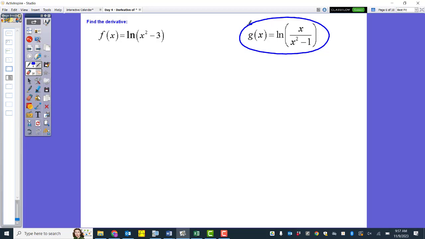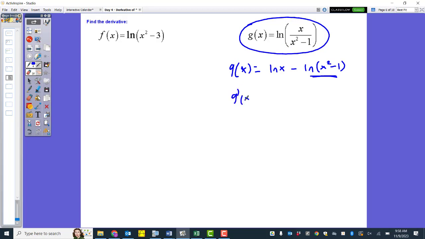because this one is one a lot of people are going to look at and see, oh, it's really complicated, but this is where our log rules can come into play. We can separate this into natural log of x minus natural log x squared minus 1. Now we still have to do chain rule on this side, but unlike what we were originally looking at, we don't have to do chain rule and quotient rule. We can just do our chain rule there.